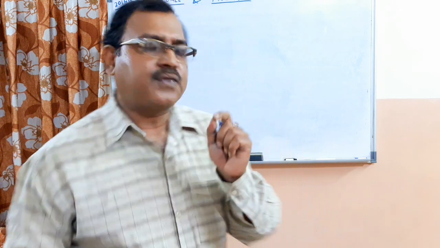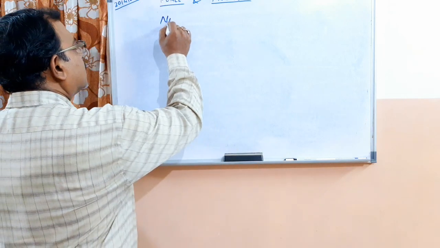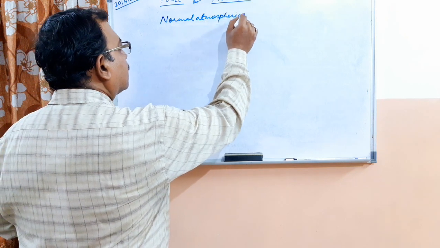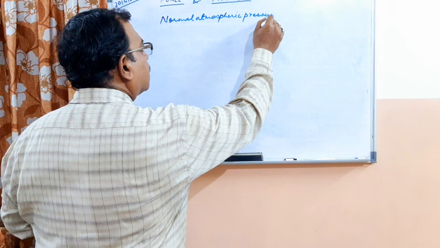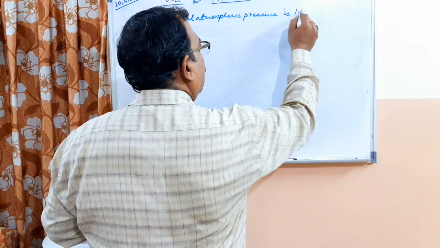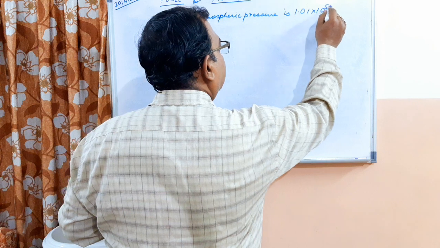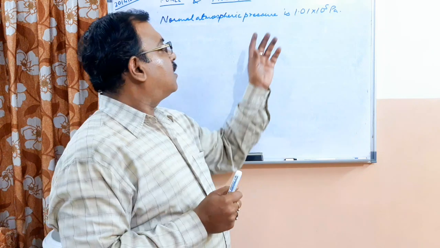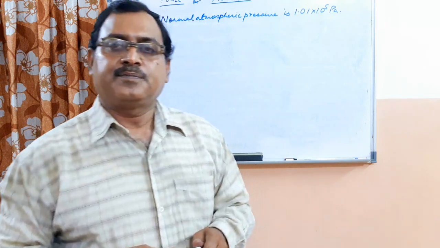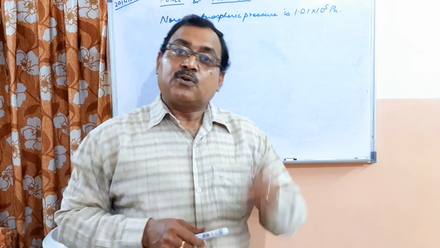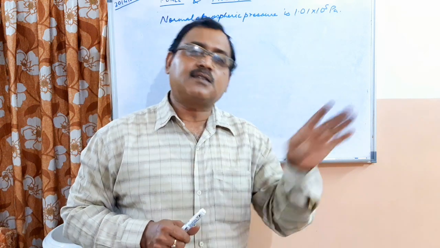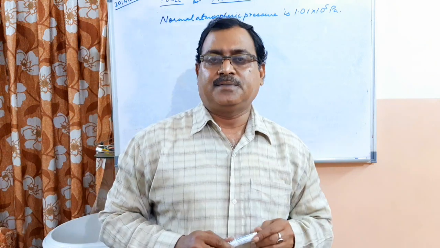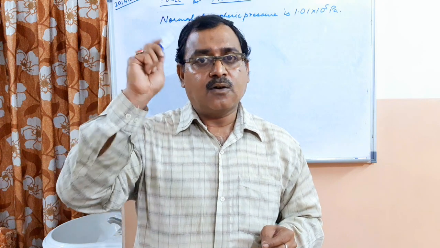The normal atmospheric pressure is 1.01 into 10 to the power 5 Pascal. Remember, this is the normal atmospheric pressure. This pressure is exerted throughout the surface and on any object which is on the surface of the earth. That means this much pressure also acts on us.